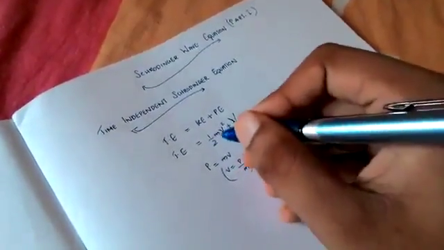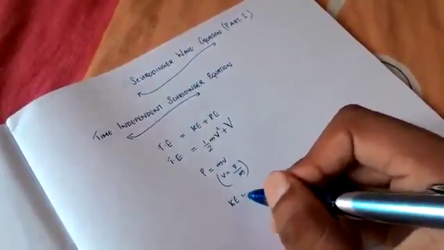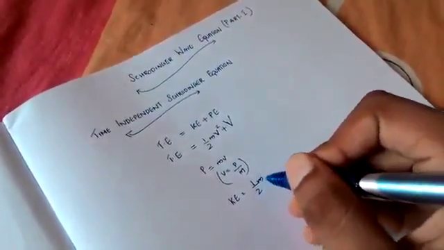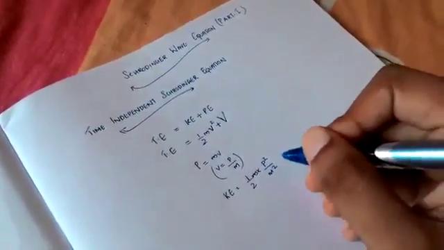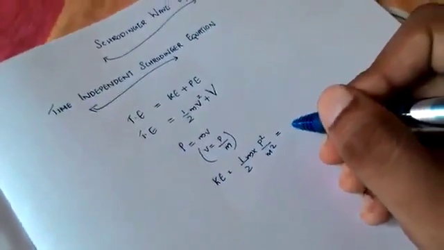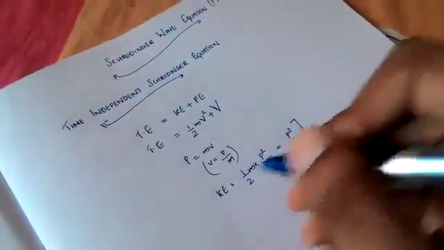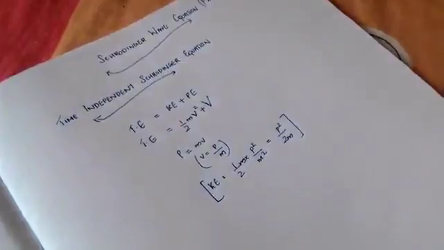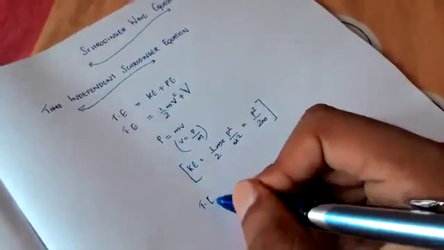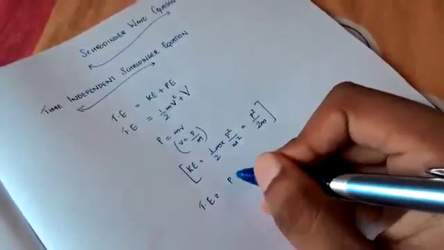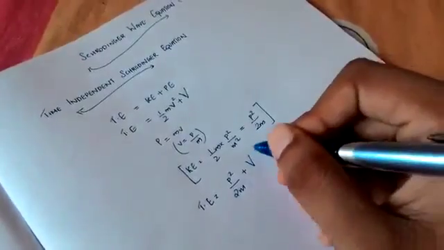We just need to substitute in this equation. We get the kinetic energy equal to half m into p square by m square, so the kinetic energy equals p square by 2m. It's a very important equation. So we get the total energy equal to p square by 2m plus the potential V.